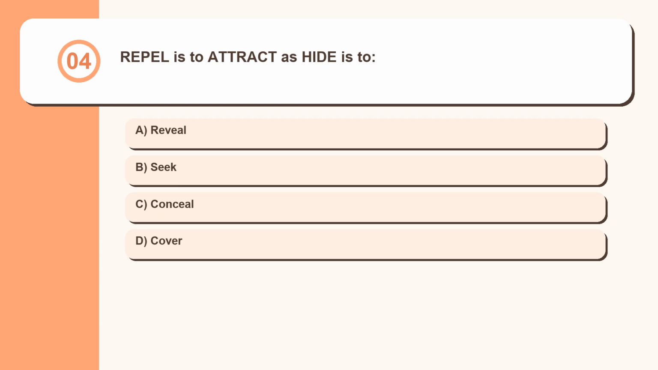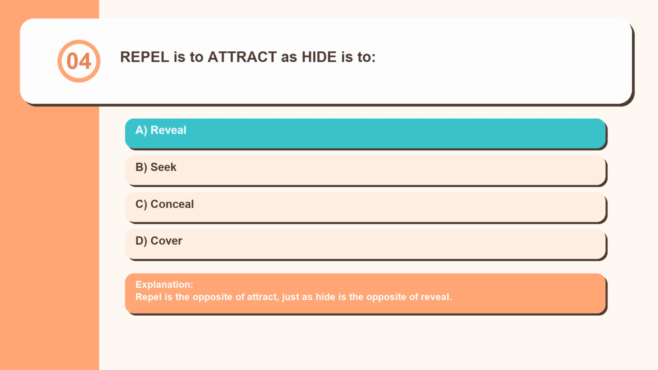Question 4. Repel is to attract as hide is to reveal, seek, conceal, cover. Repel is the opposite of attract, just as hide is the opposite of reveal.